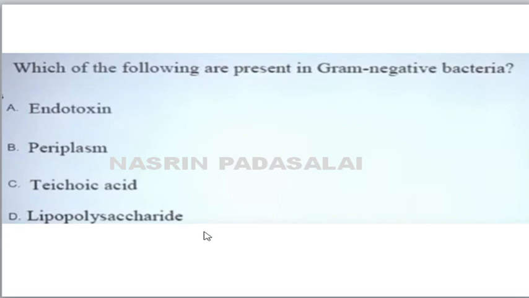And the next question is, which of the following are present in gram-negative bacteria? So in gram-negative bacteria, endotoxin will be present, periplasm will be present, and lipopolysaccharide will be present. This endotoxin is present in the lipopolysaccharide of gram-negative bacteria, and the periplasm is nothing but the space between the inner membrane and outer membrane of gram-negative bacteria, and the lipopolysaccharide is also present in the outer membrane of gram-negative bacteria. Whereas teichoic acid is not present in gram-negative bacteria, it is present in gram-positive bacteria. Since it is an anionic polymer, it is present only in gram-positive bacteria.